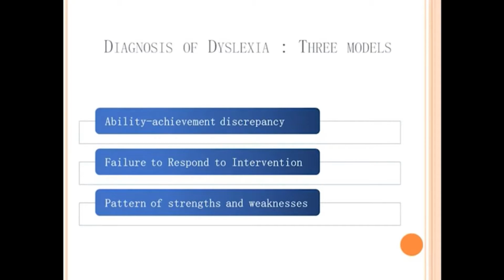There are different models currently being used to diagnose dyslexia. Tim's profile is consistent with all 3 models. The oldest, best-known model, and probably most controversial model, is the Ability Achievement Discrepancy model. Although it doesn't work to identify all students with dyslexia, it does work for Tim. He has average ability as reflected in his IQ, and yet is working below average in reading and spelling.